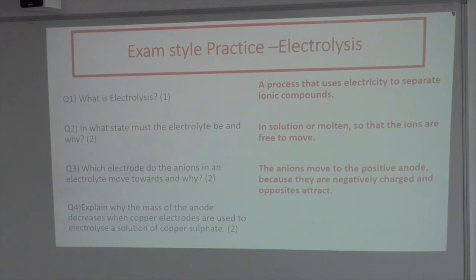And finally, question 4, again this is worth 2 marks. Why would the mass of an anode decrease when copper electrodes are used in a solution of copper sulfate? Copper is transferred from the positive anode to the negative cathode. So that in this experiment, when we use copper instead, the copper moves from the solid into solution and across to the negative cathode. So that's a bit of a trickier one, and it's worth 2 marks.